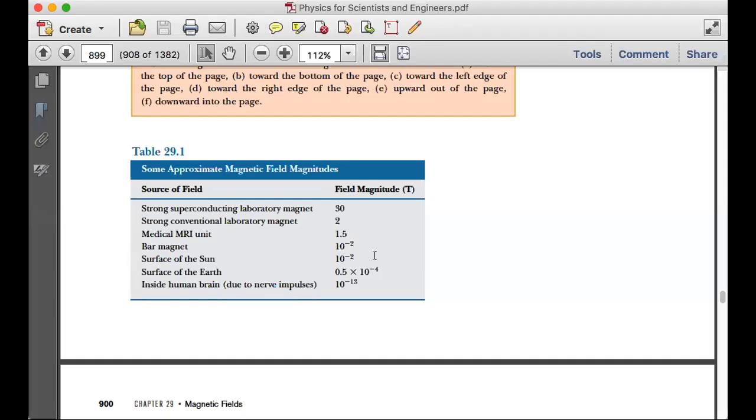Electric pulses also produce this magnetic field. The magnitude is very small, it's 10 to the minus 13.